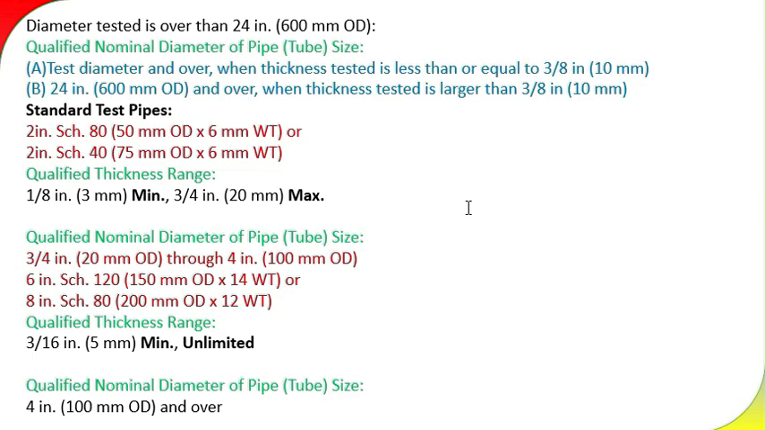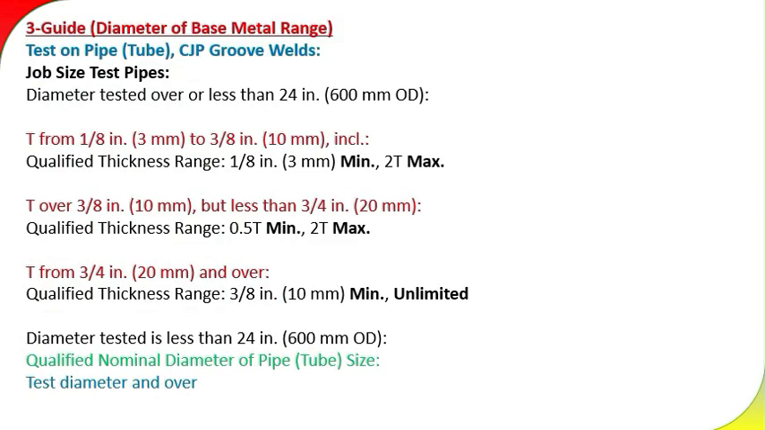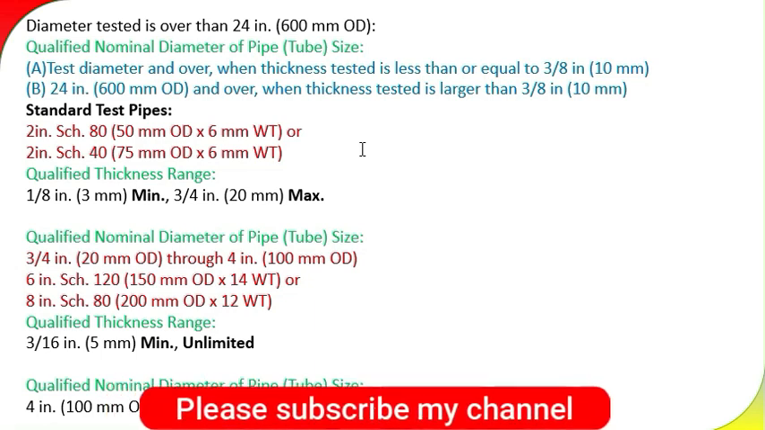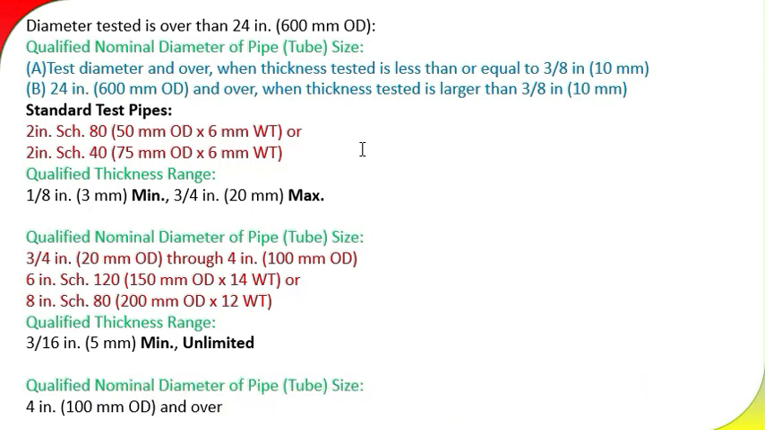Now you can see here the diameter tested is over 24 inch (600 mm OD). This is less than 24 inch, 600 mm OD. The diameter tested is over 24 inch, 600 mm OD. So the qualified nominal diameter of the size: one is test diameter and over when thickness is less than or equal to 10 mm, then 24 inch and over when thickness is larger than 10 mm. Then this is the qualified nominal diameter of the pipe.